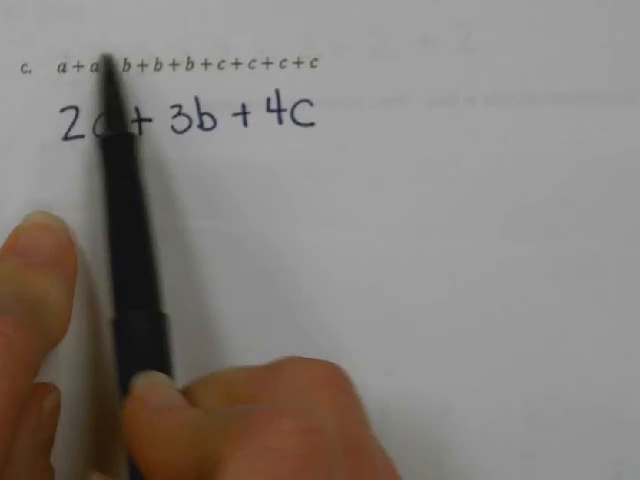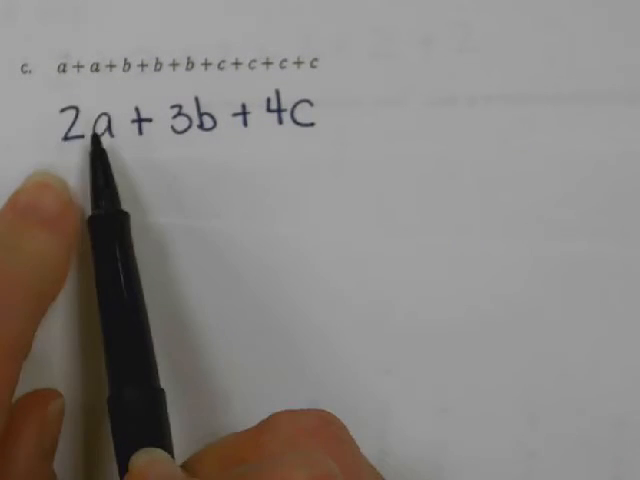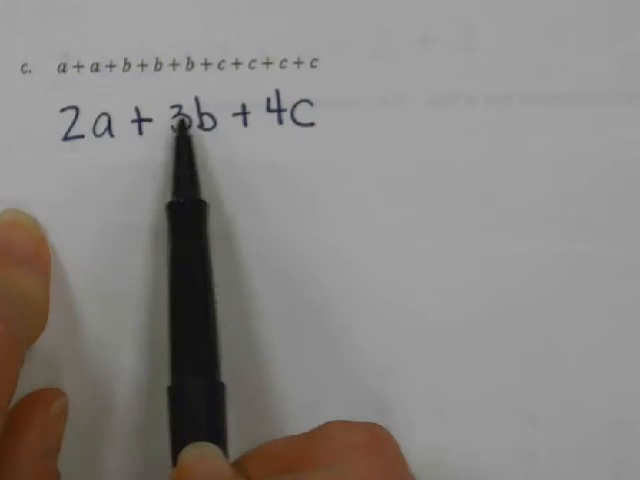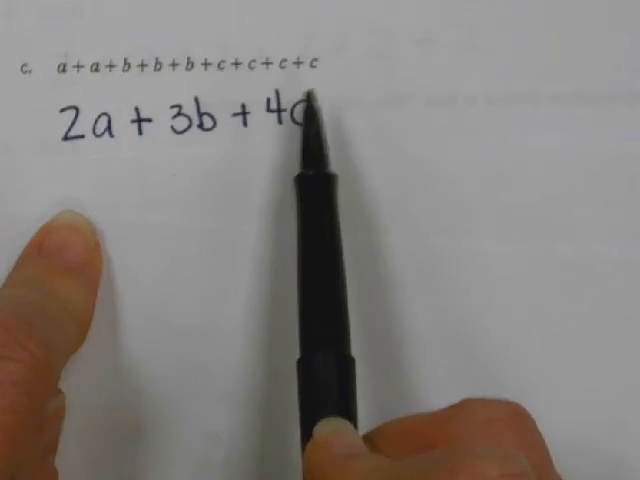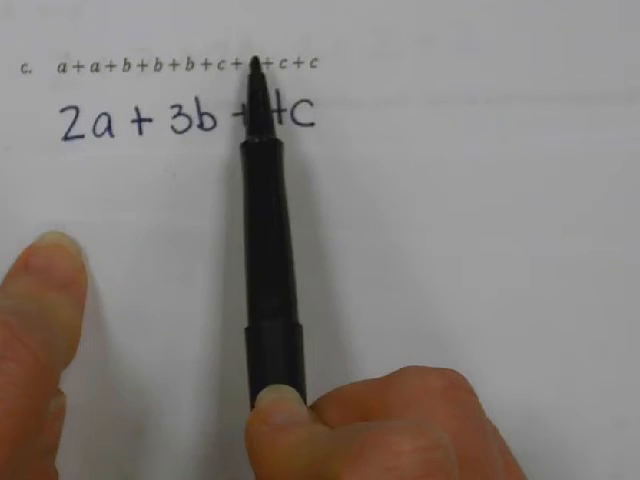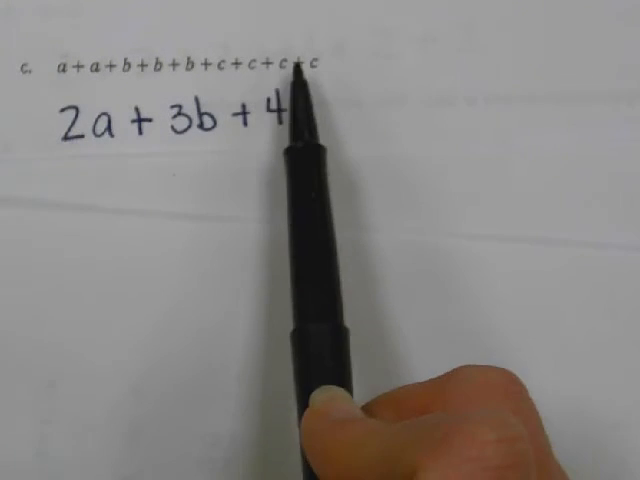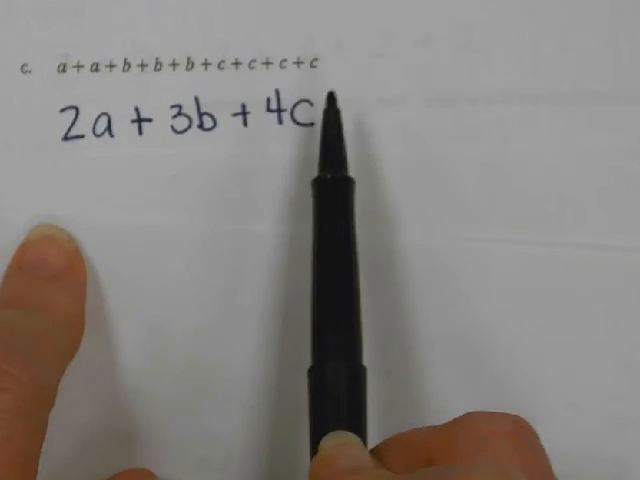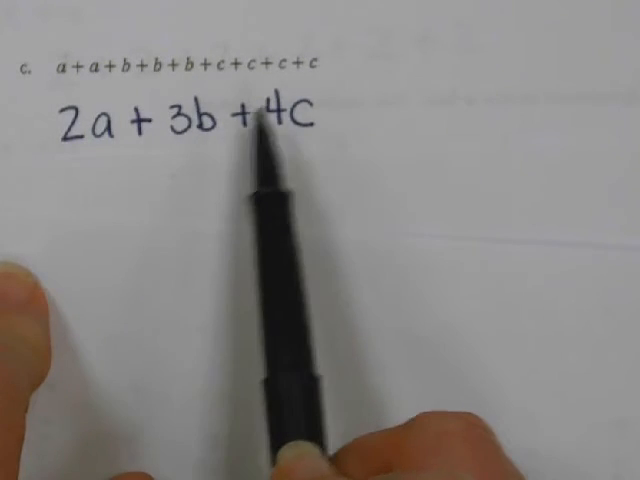So again, I've just counted the variables. 2 A's would be the same as taking 2 times A. 3 B's, adding those 3 would be the same as taking 3 times B. 4 C's, so adding the 4 C's, adding them 4 times, would be the same as having a multiplication expression of 4C. So 2A plus 3B plus 4C.